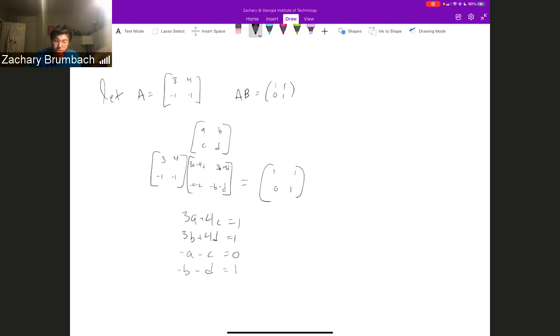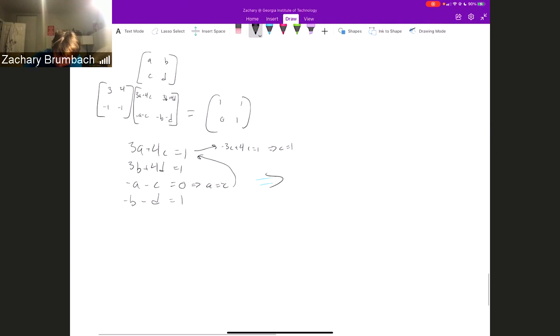As we learned at the beginning of the semester, there's a couple ways to do this. We could put it in an augmented matrix, or you could do it by substitution. You could find that A has to be equal to -C, so I'm going to plug in here. This gives you -3C plus 4C equals 1. Then you find C is 1, and then you do that for the rest of the variables, just substitution, things like that.